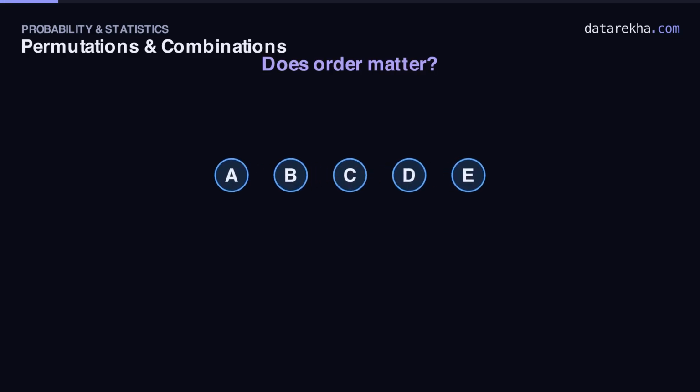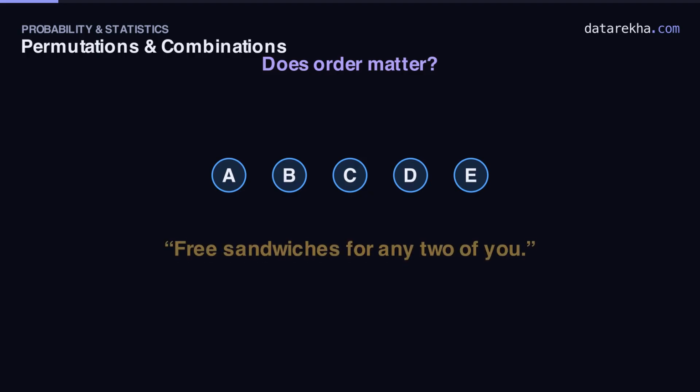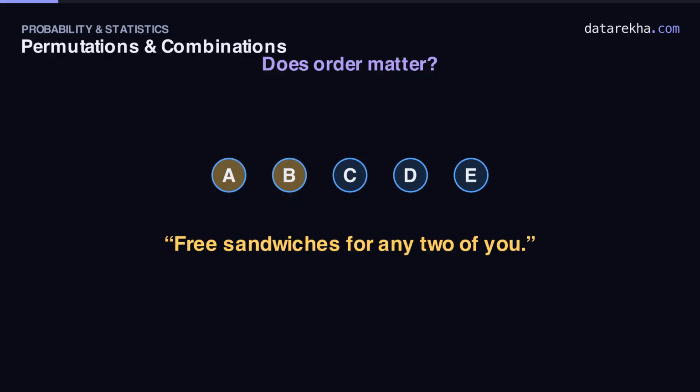You and four friends are standing at a food truck. Call yourselves A, B, C, D, and E. The owner says, free sandwiches for any two of you. In how many ways can you pick which to get fed?